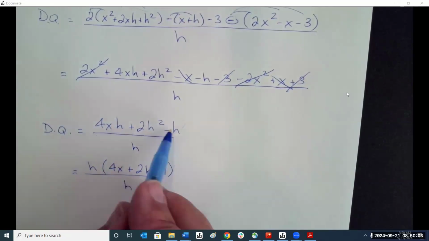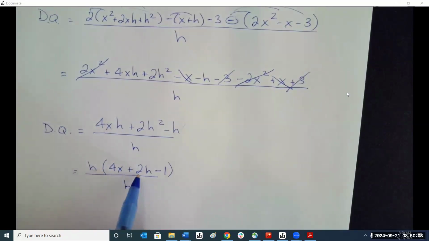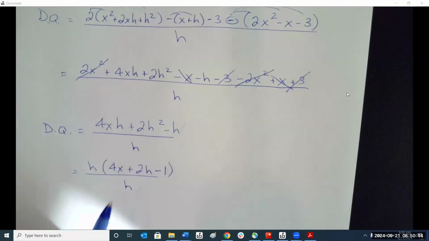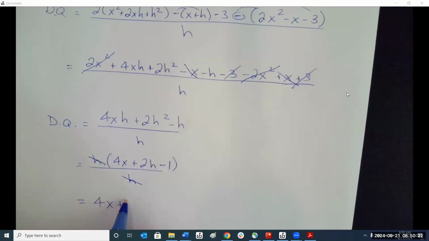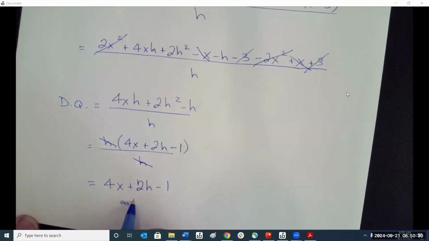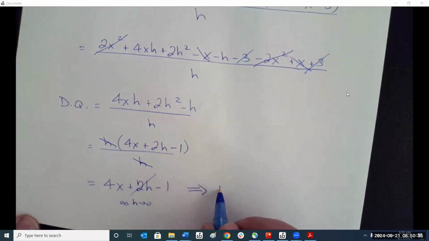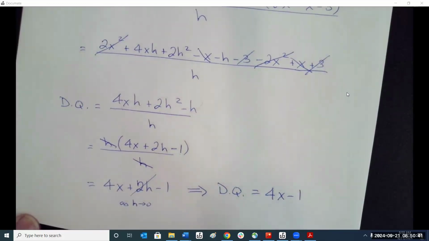Because whenever you factor something out, that's what this is. If we multiply, we should end up with this. So h times 4x is 4xh. H times 2h is 2h squared. H times 1 is h. Now we can cancel, giving us 4x plus 2h minus 1. As h goes to 0, that disappears. So my difference quotient becomes 4x minus 1.